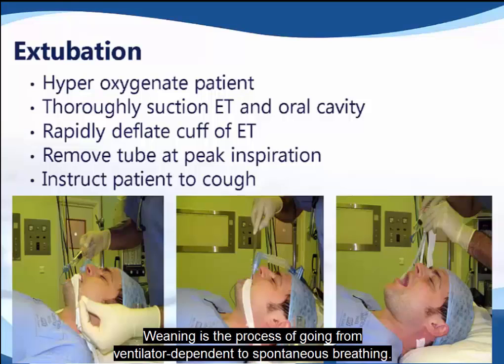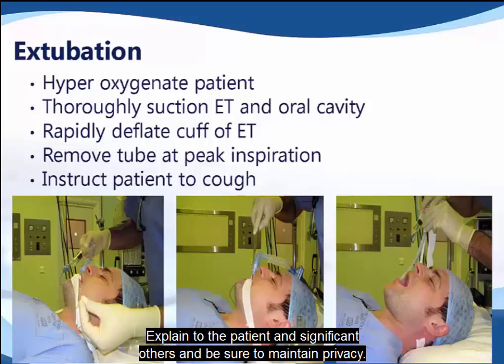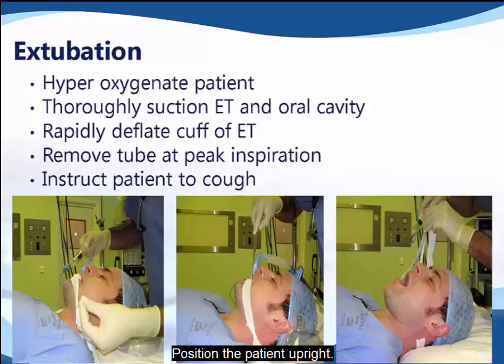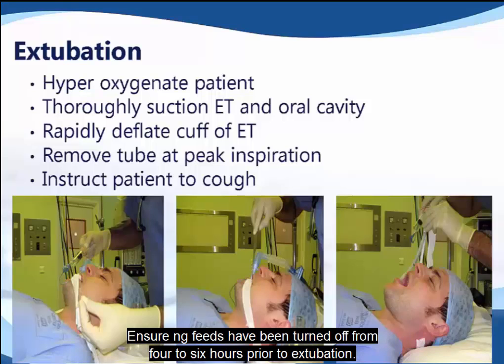Weaning is the process of going from ventilator dependent to spontaneous breathing. Explain to the patient and significant others, and be sure to maintain privacy. Position the patient upright. If chest PT is required, make sure that it is done at least 20 to 30 minutes prior to the extubation procedure. Ensure NG feeds have been turned off 4 to 6 hours prior to extubation. Pre-oxygenate the patient with 100% and suction the ET tube and then the oral cavity.